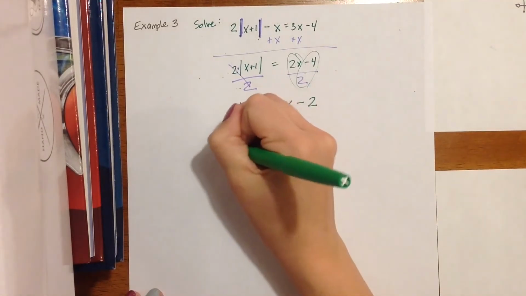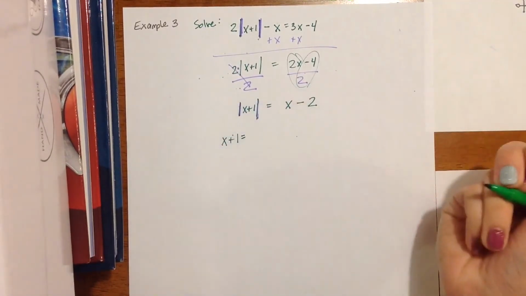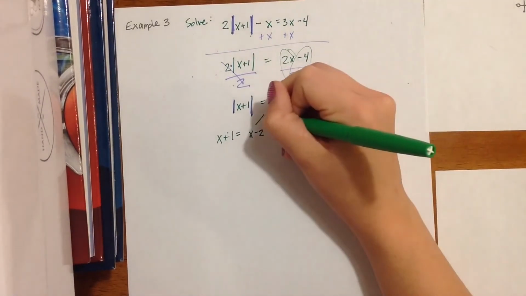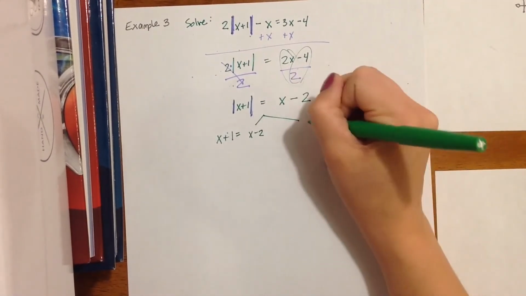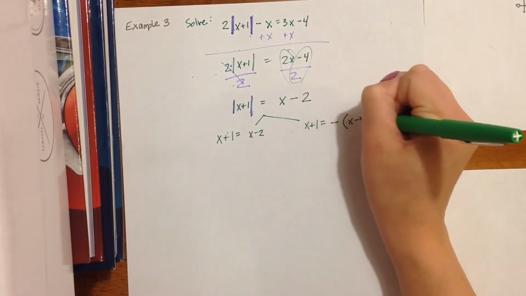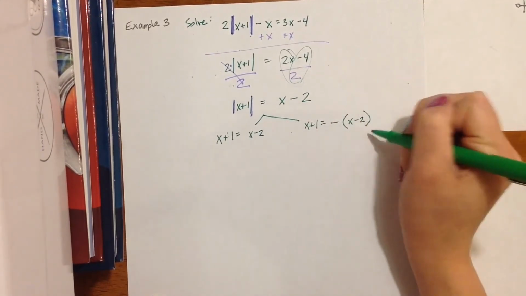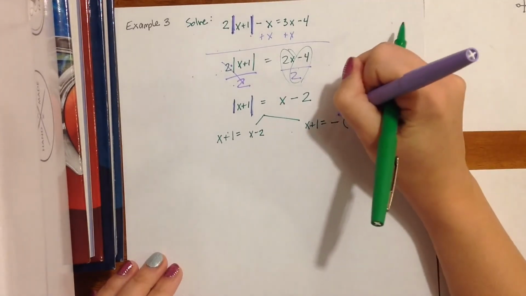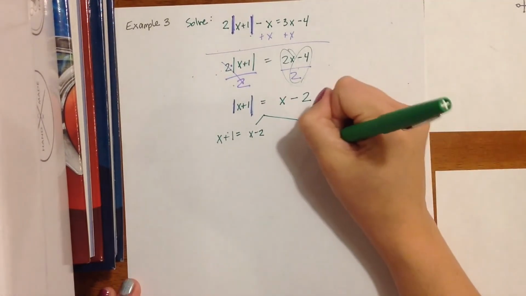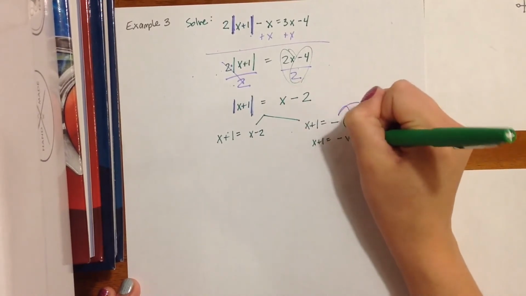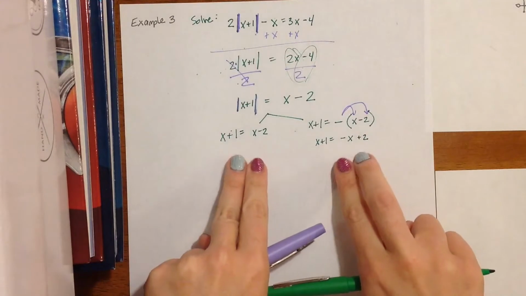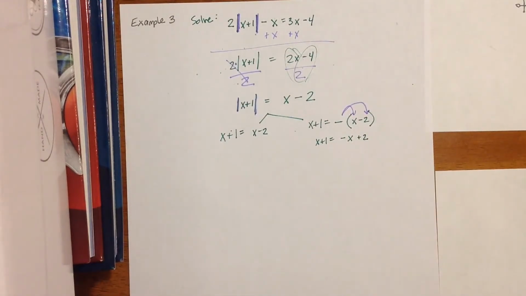I'm going to say x plus 1 could have equaled just straight x minus 2. Nothing different about that. Or, a little longer stem there, x plus 1 could have equaled the negative version of x minus 2. Make sure you put those parentheses there because first order of business here is we are going to distribute that negative. So I have x plus 1 equaling negative x plus 2. So now I have 2 equations, no parentheses, no absolute value bars. Now I can solve both of these.